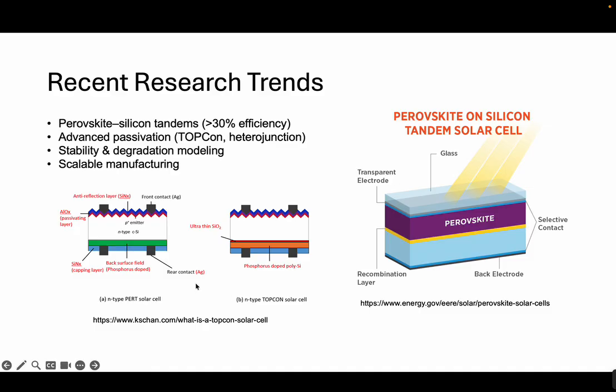So on the left side, we can see the TOPCon architecture, where we have an anti-reflection layer, silicon nitride, and a passivating layer.